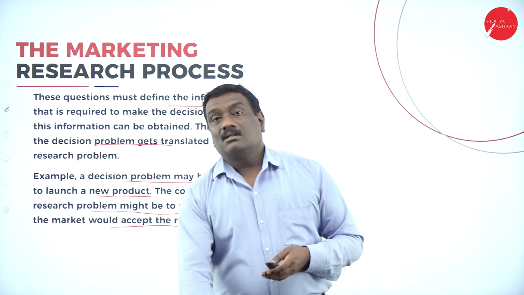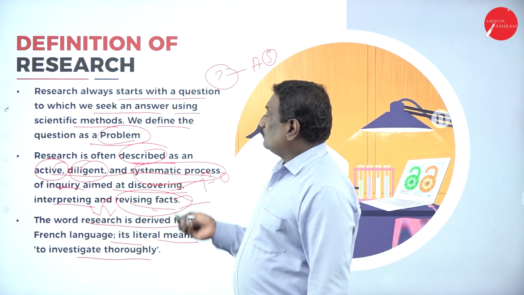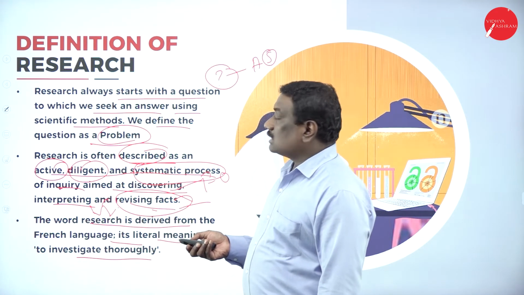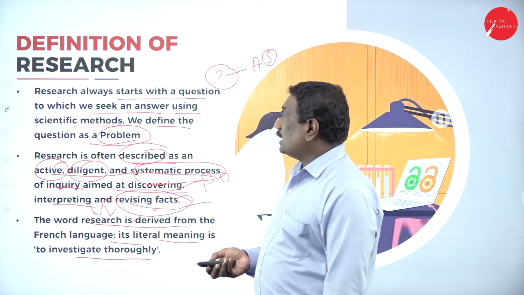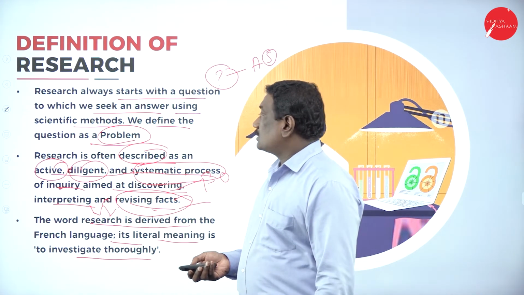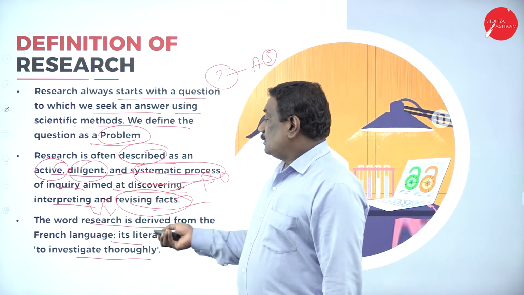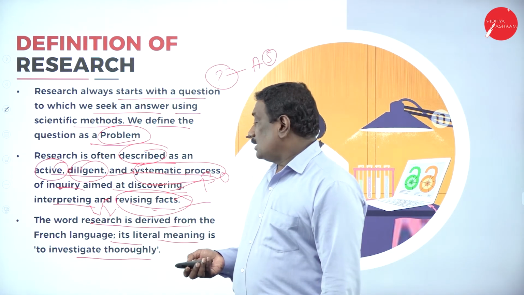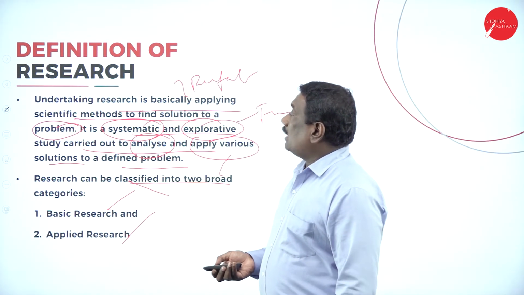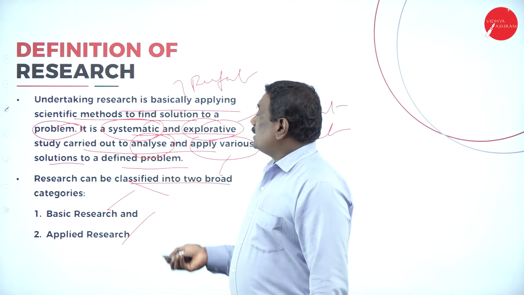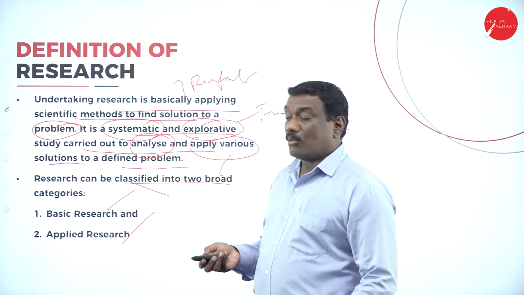So, students, let us go through the highlights again. Definition of research, I told you, right? It starts with research. Research starts with a question to which we seek an answer using scientific methods, and we define that particular question as a problem. The word research is derived from a French word, literally meaning to investigate thoroughly. Undertaking research is basically applying scientific methods in order to find a solution for a problem.